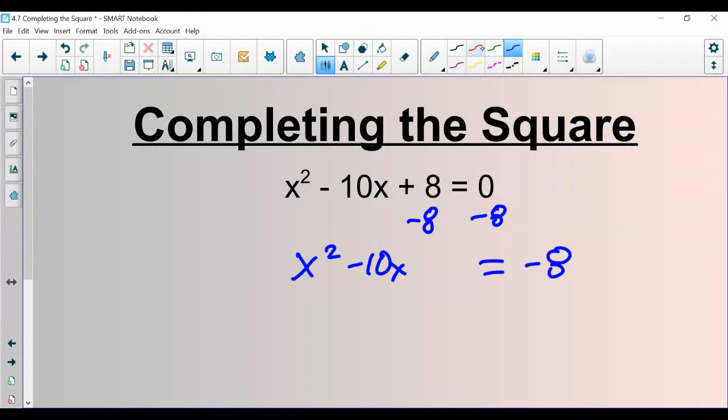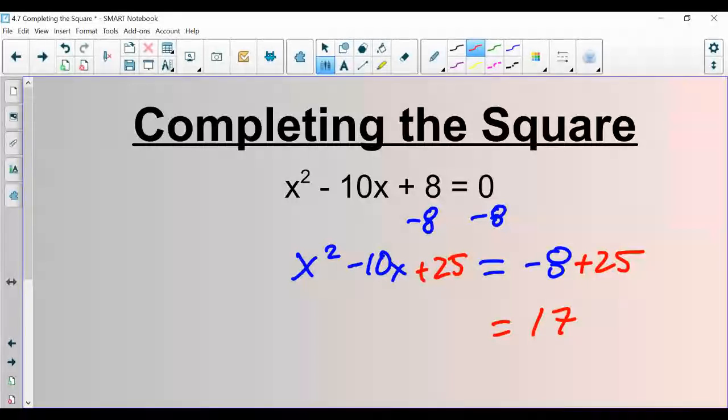Remember, we're going to pick the c term, and we pick it to be something very deliberate. We pick it to be half of the b term squared. So half of the b term is negative 5, and negative 5 times negative 5 is positive 25. But if I add it to one side, I have to add it to the other. Now here my right side is just 17.